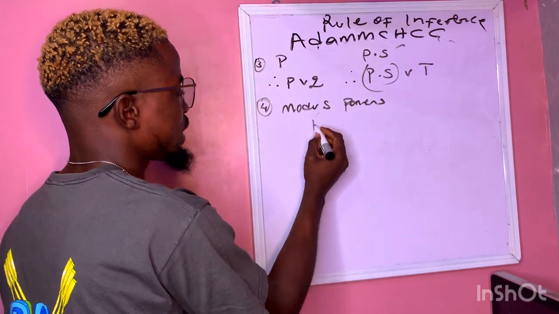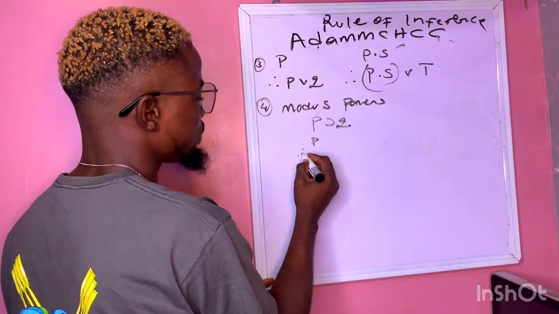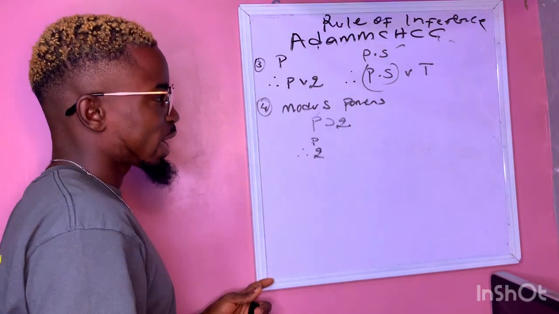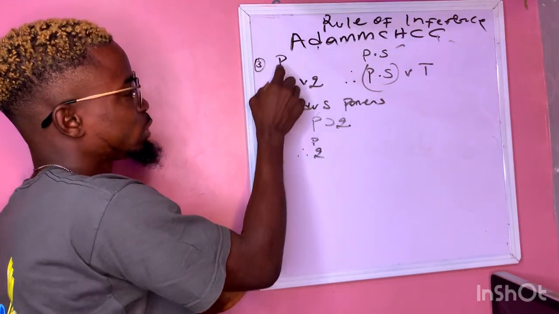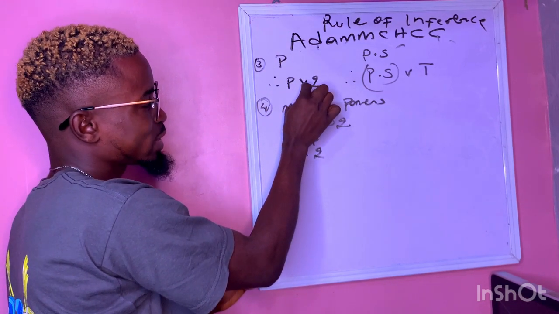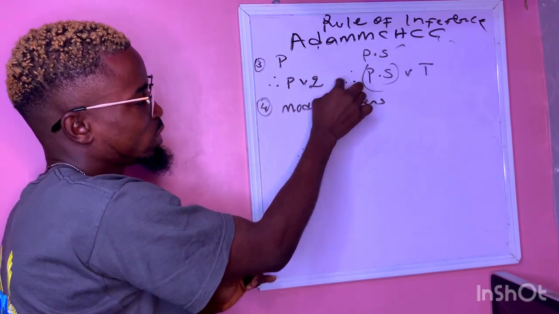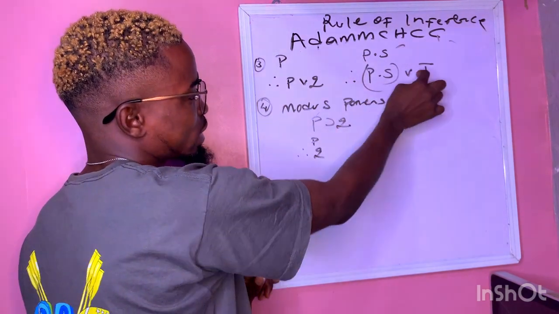Modus ponens is telling us that P implies Q, P, therefore Q. Like I said, don't get used to the content so much. It is the form that matters. In addition, if there's one thing here, we can say therefore, using this particular sign to add another thing to it. So if we have one line, we can use this particular sign to add another thing to it.